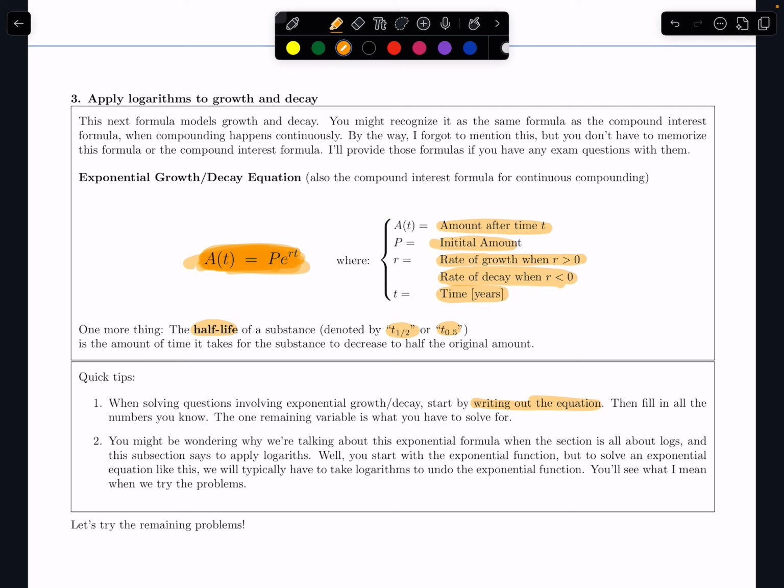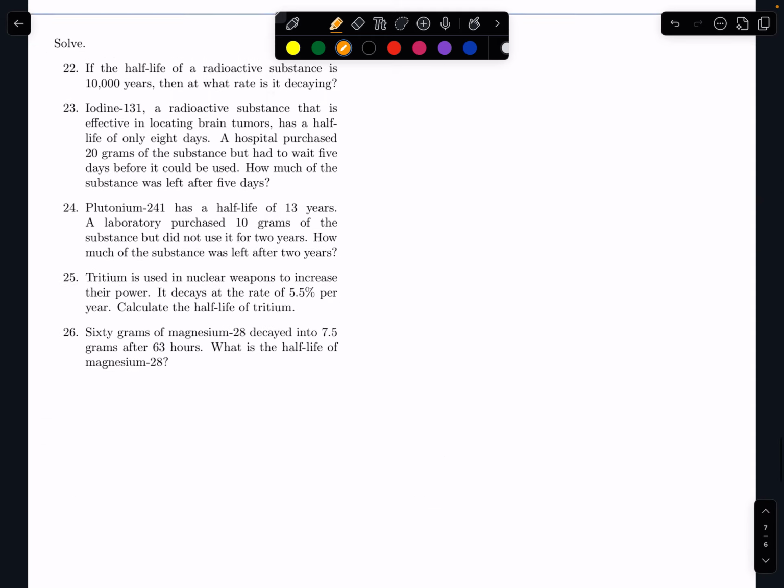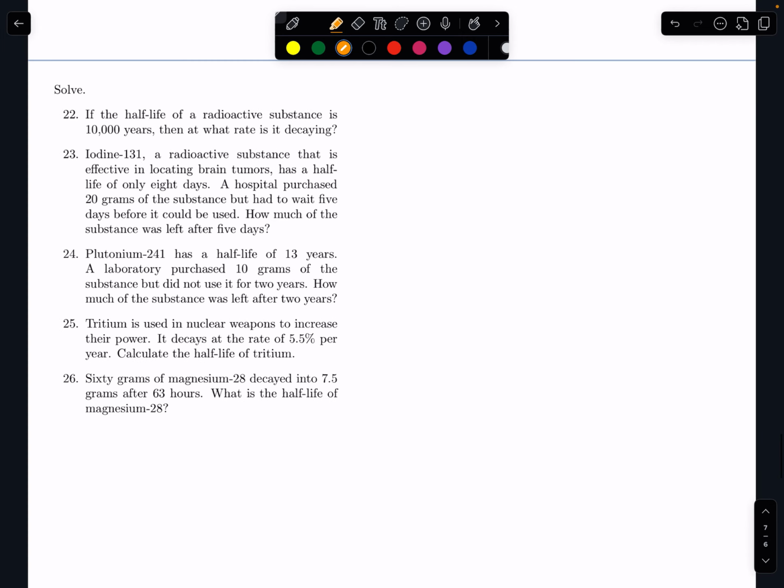Okay, number 2, you might be wondering why we're talking about exponential functions when this section is all about logarithms. The reason for that is we're going to apply logarithms to solve these things. So let's try the questions. I got them prepared down here. Okay, starting with number 22.